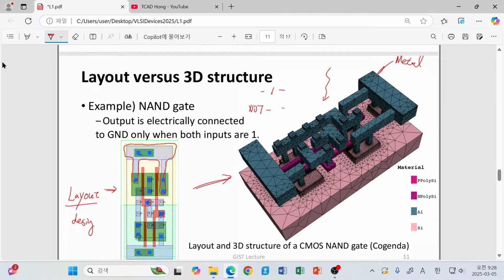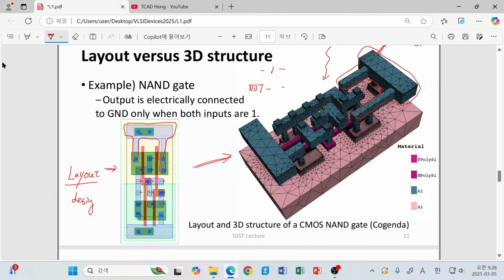Then this shape is corresponding to the metal shown here. Please try to find another one. For example, here you can see this part is connected to the ground voltage, the 0 voltage, and you can see that here there is a metal, and that is actually connected to the ground voltage.